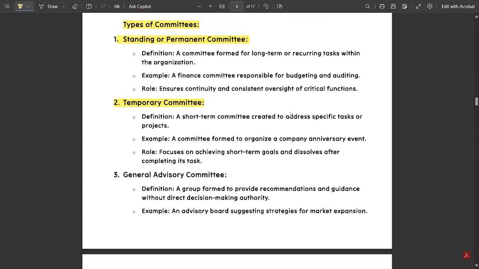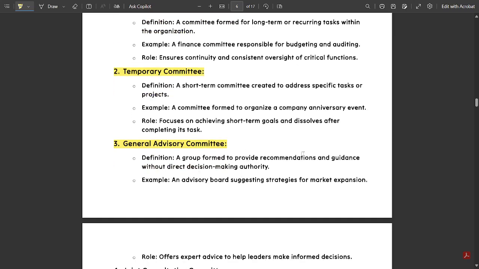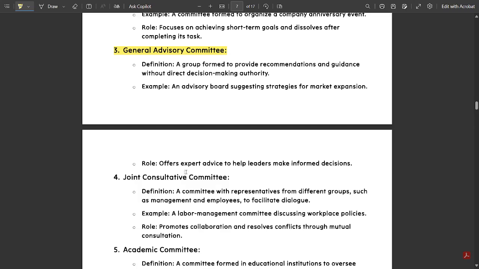Definition: it is a short-term committee created to address specific tasks or projects. For example, a committee formed to organize a company anniversary event. Okay. The role of this committee is focusing on achieving short-term goals. Next is general advisory committee, a group formed to provide recommendations and guidance without any direct decision making authority. For example, an advisory board suggesting strategies for market expansion.